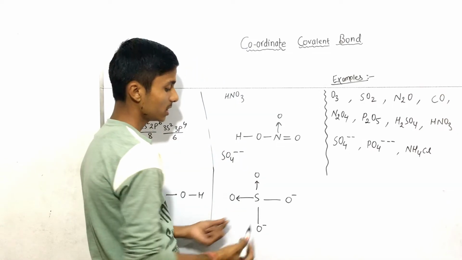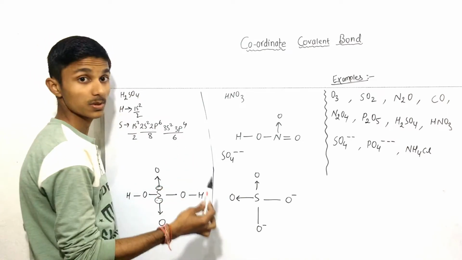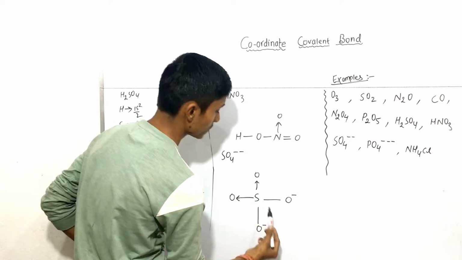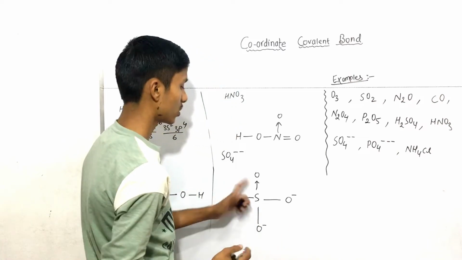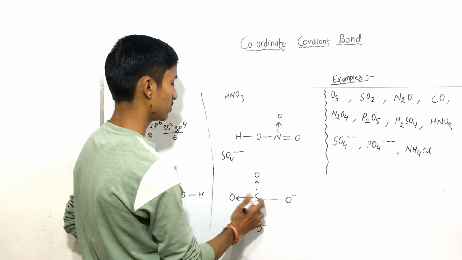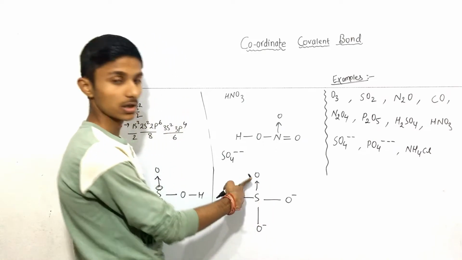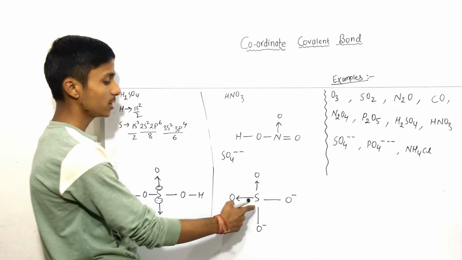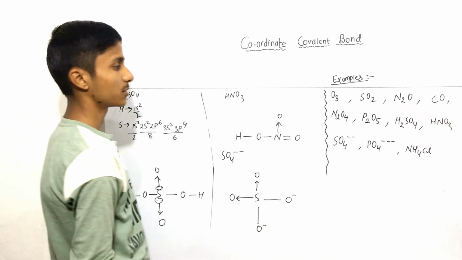Now you can see, as we know, 6 valence electrons are present in the valence shell of sulfur. So 1, 2, 3, 4, 5, 6 already present, and 7, 8, octet state completed. So it can donate one pair to this oxygen atom and one pair to this oxygen atom and becomes the donor atom, and these two become acceptor atoms.